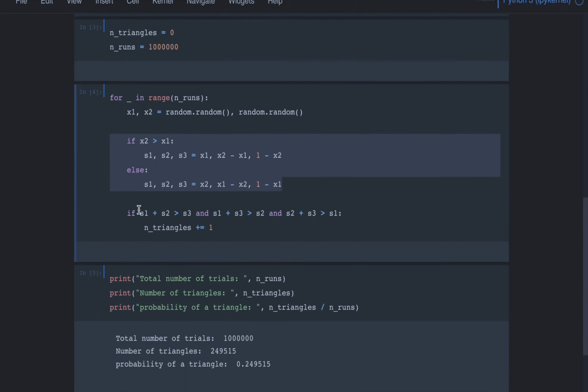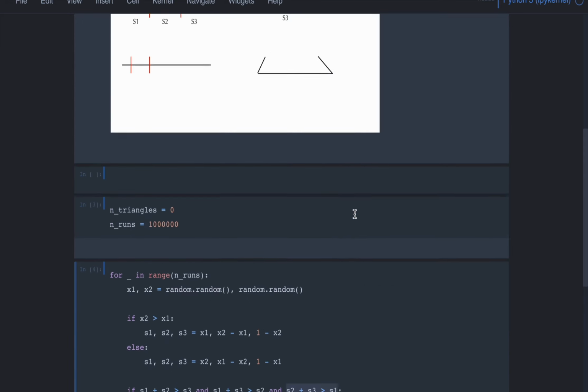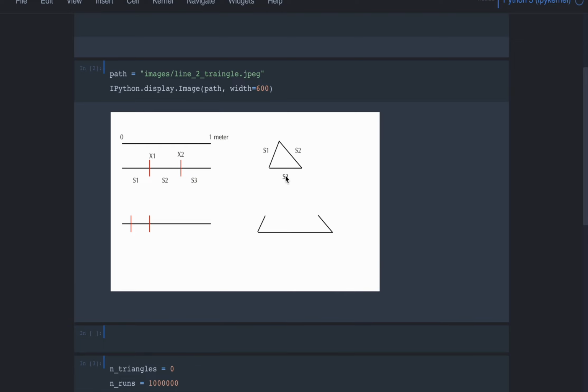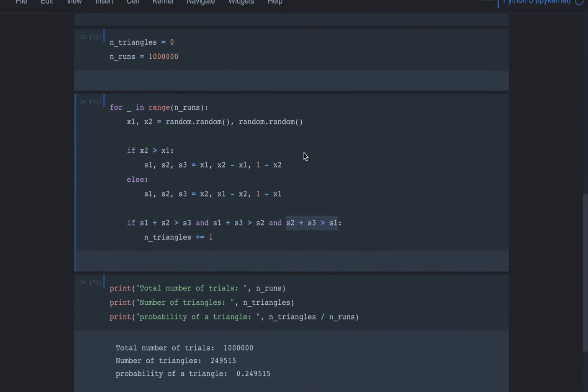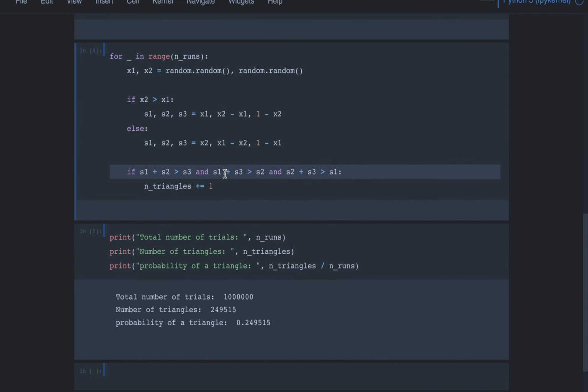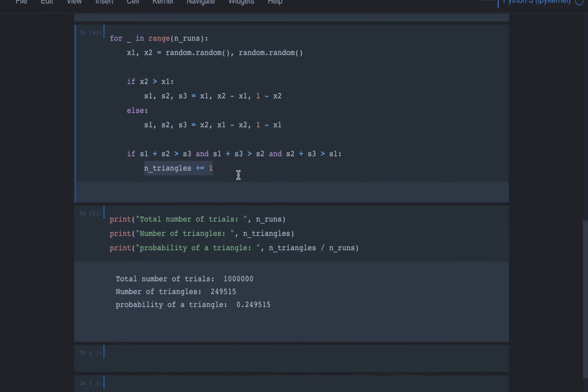So here we are checking if S1 plus S2 is greater than S3, and S1 plus S3 is greater than S2, and finally S2 plus S3 is greater than S1. We are checking for every sum of two segments whether it is larger than the third segment. If that's the case, that means we can form a triangle with those three segments, so we increase the number of triangles, or the favorable outcomes, by 1.